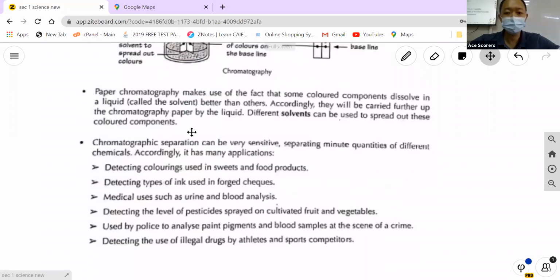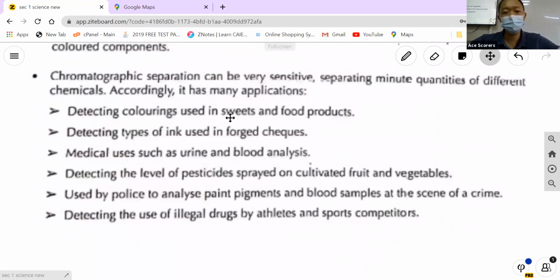Okay, what are some of the uses? Detect colorings in sweets and food, because most foods nowadays have coloring, right? Most food. No, rice does not. What? Rice does not. But rice is processed. Yes, rice is processed. How does normal rice look like? White. Wrong. Yellow. Yeah. Normal rice is yellow or brown in color.